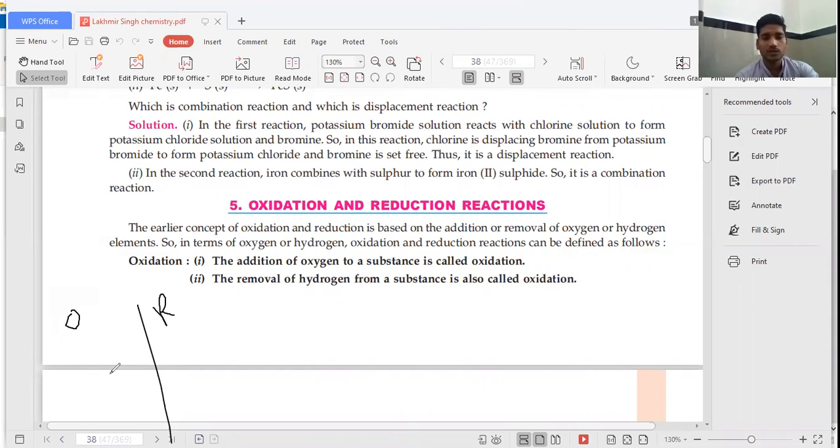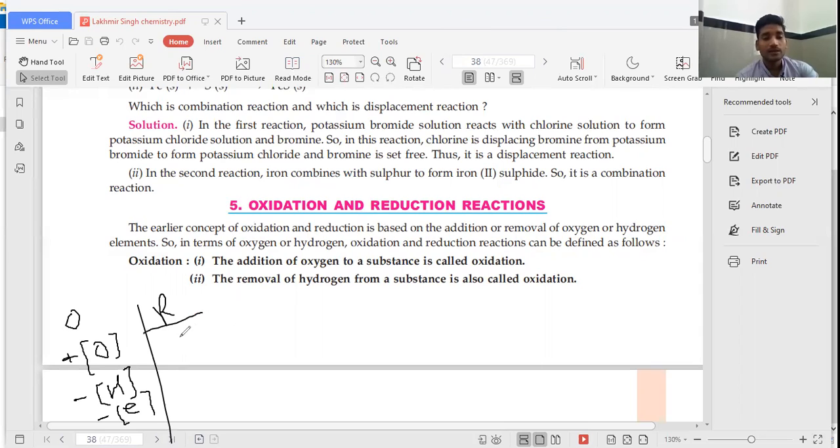So what is oxidation? Students, addition of oxygen, right? Addition of oxygen is called oxidation, or removal of hydrogen is called oxidation. And above all these, the most popular and the most correct concept is removal of electron is called oxidation. I hope you all are getting me, right?